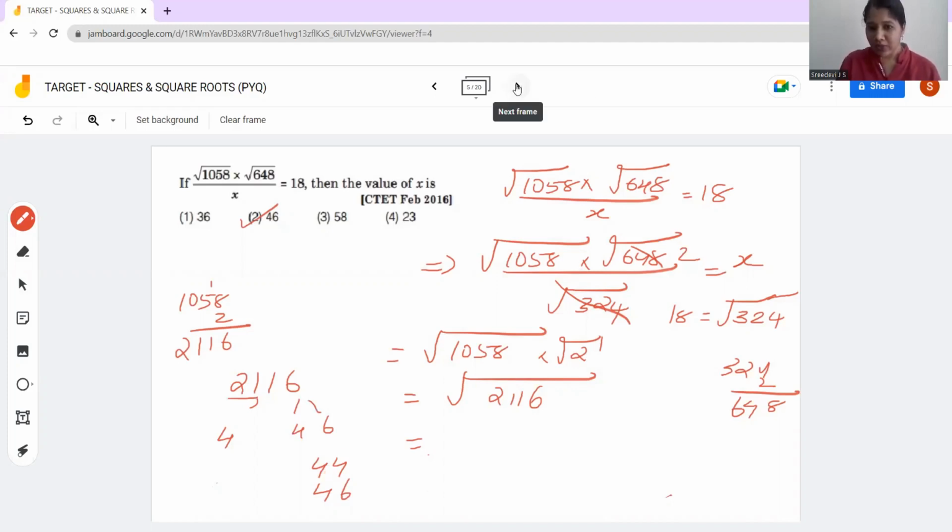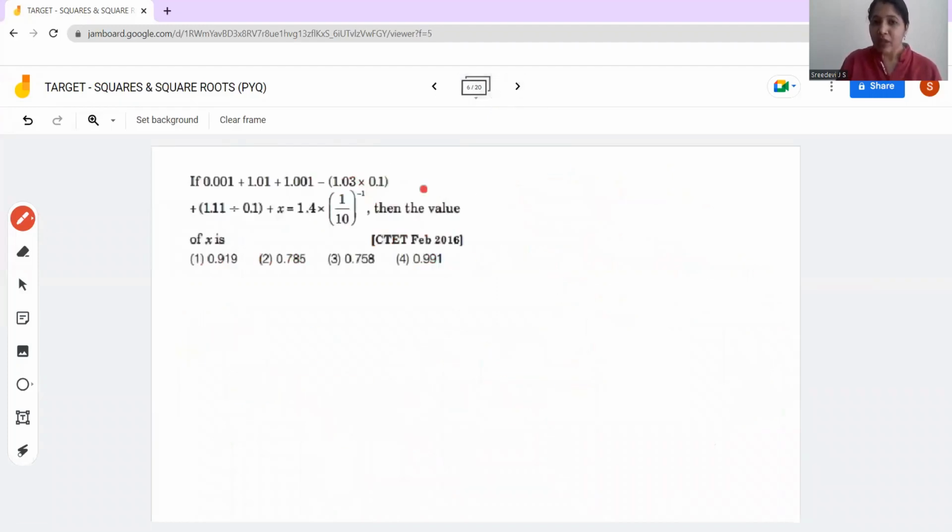Okay, so moving to the next question. 0.001 plus 1.01 plus 1.001 minus 1.03 into 0.1 plus 1.11 divided by 0.1 plus x is equal to 1.4 into 1 by 10 the whole power minus 1. So then we have to find out the value of x. So it is just the basic understanding of the decimals required here. Okay, so let us solve it. First, we have the BODMAS rule, so we have to apply it here.